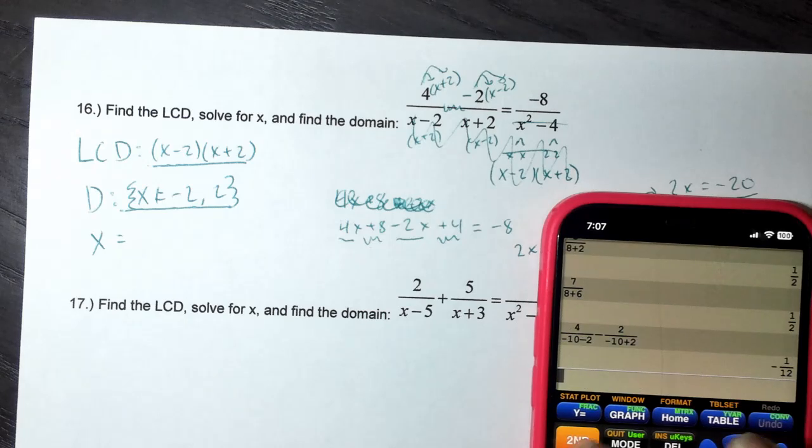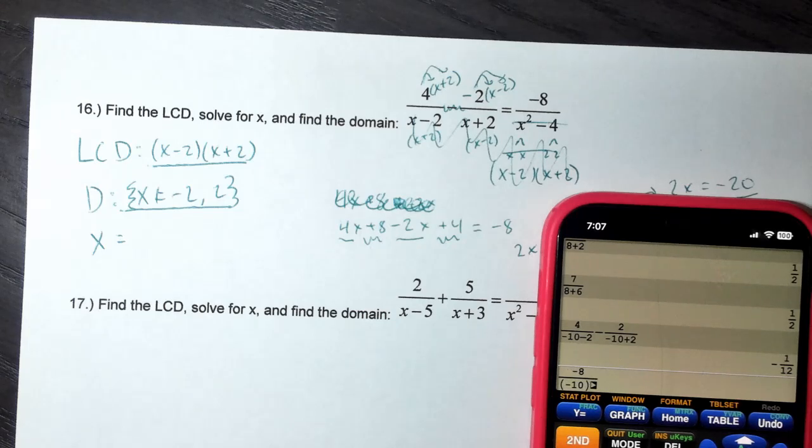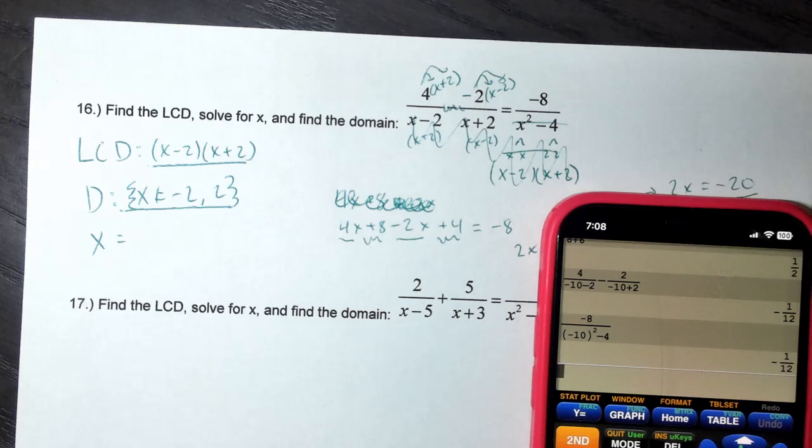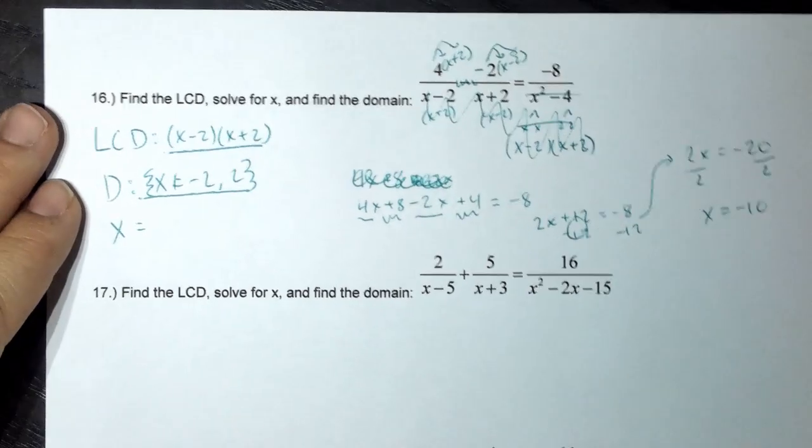And I get this, so alpha y equals enter negative 8 over negative 10 squared minus 4. It's the same thing, so we're good.